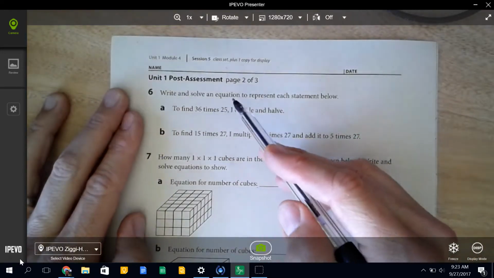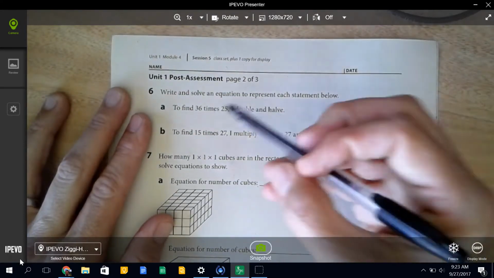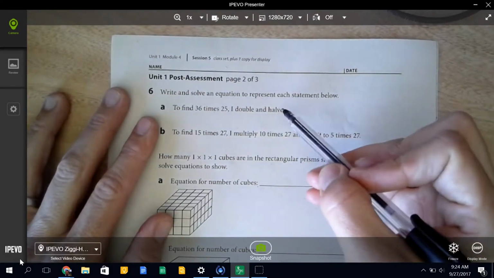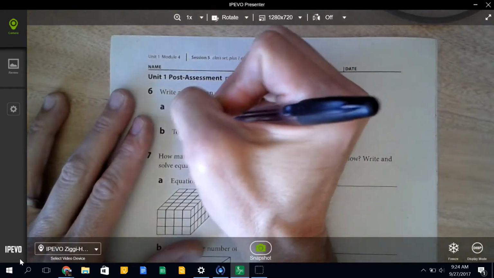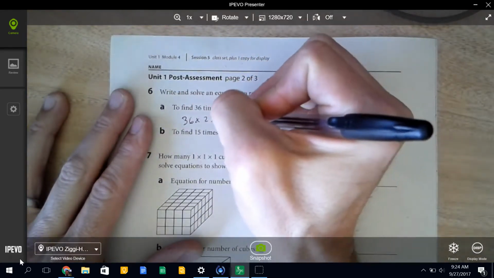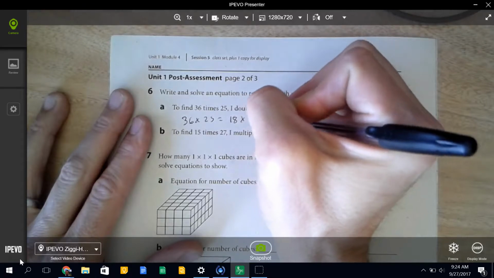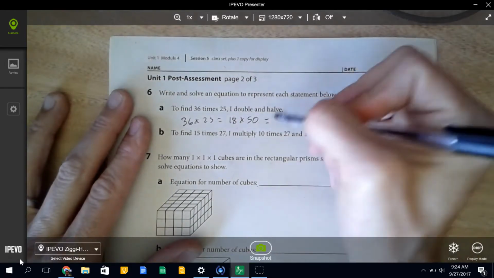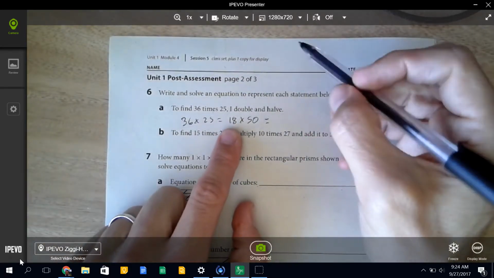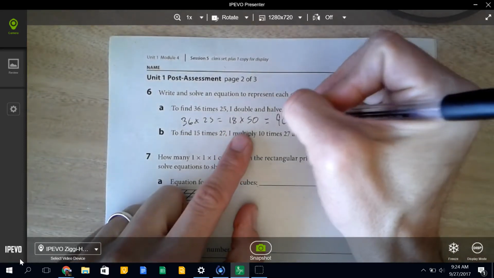So write and solve an equation to represent each statement below. To find 36 times 25, I double and halve. So again, 36 times 25 is the same thing as 18 times 50. Which, if I do that again, 18 times 100 is 1,800 divided by 2 is 900.